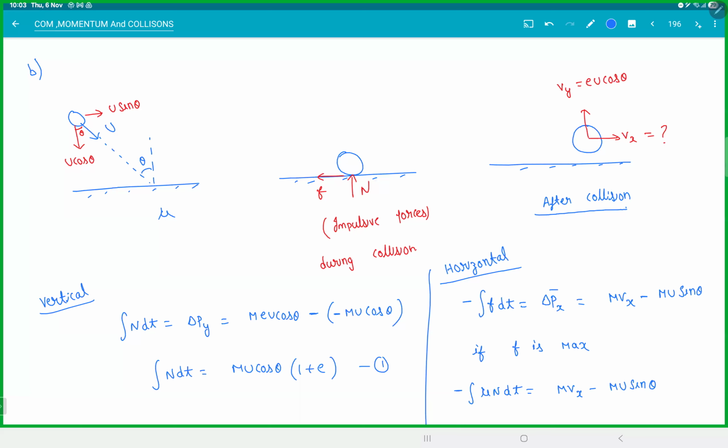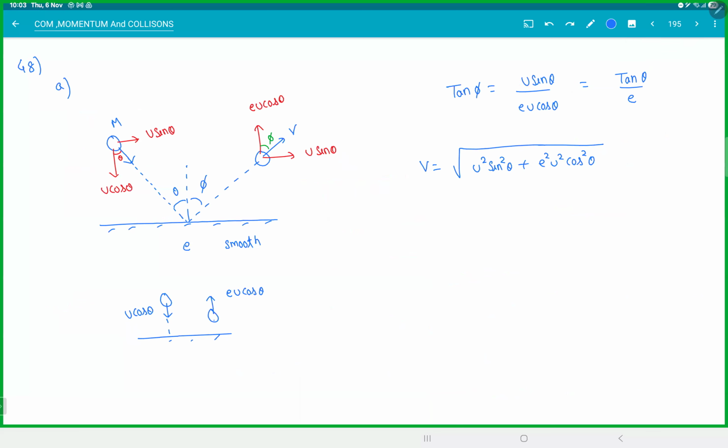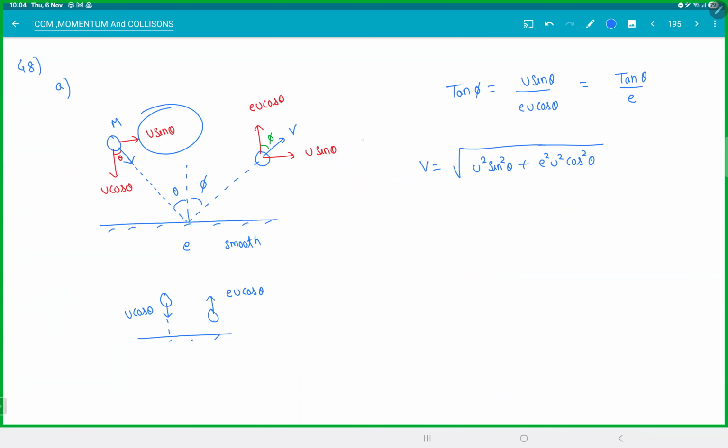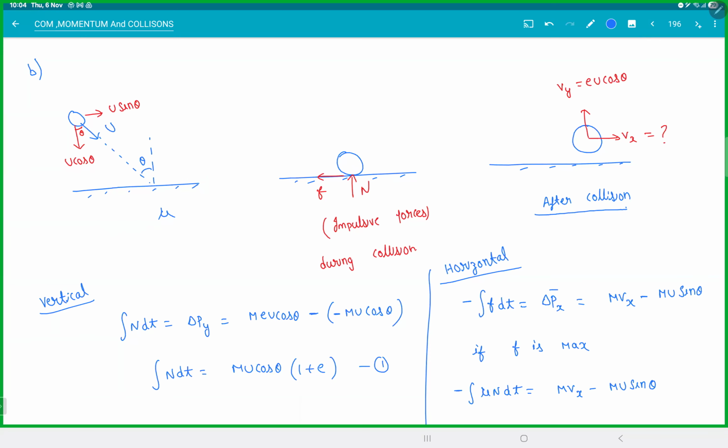What is the confusion? Then A part, the normal will still be impulsive. Yeah, A part maybe also normal is impulsive, but I didn't use it anywhere. In the A part, there is no friction, so horizontal component remained the same. Because of the normal, U cos theta became EU cos theta, right? That story is still the same. Even if you have friction or no friction, the normal will change U cos theta into EU cos theta. That we didn't have a problem. The problem started because of the friction. Your horizontal component got messed up. Clear with this? In the previous case, there are no horizontal forces, so horizontal momentum was conserved. Because there is friction here, you can't conserve horizontal momentum.